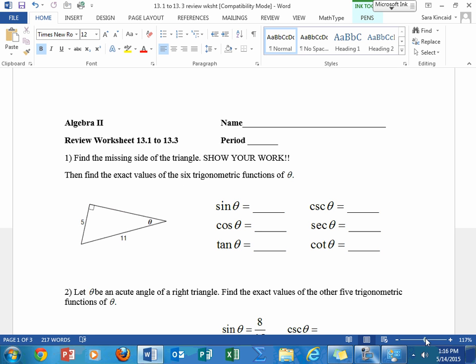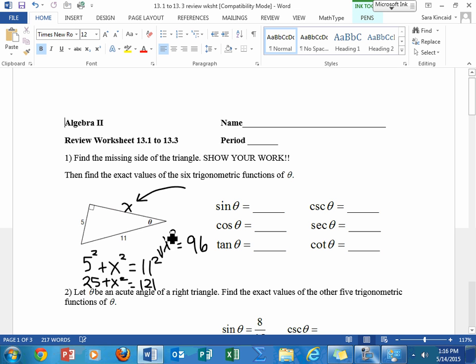We need to find this missing side right here because we're going to need that side length in order to set up all of our ratios. So how would a person calculate this side length? We'd do the Pythagorean theorem. Leg squared plus leg squared equals hypotenuse squared, or a squared plus b squared equals c squared. So this is 25, x squared, 11 squared is 121. When we subtract the 25 away, we end up with x squared equals 121 minus 25, which is 96.